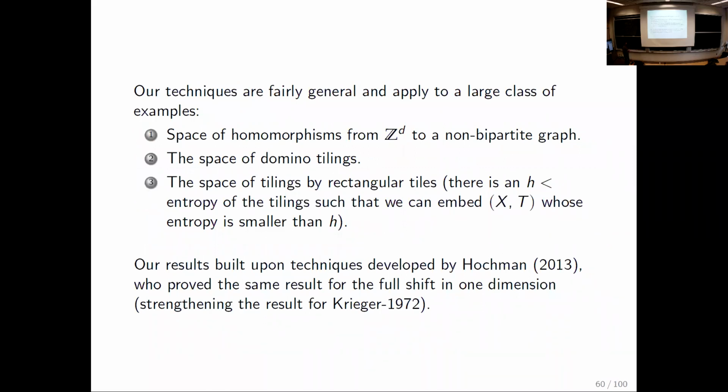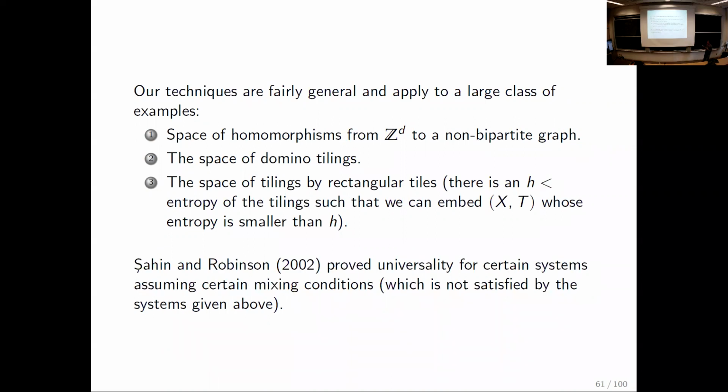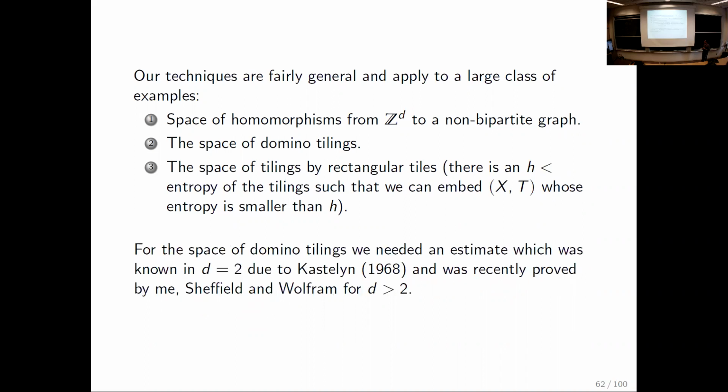So our techniques are fairly general. They apply to a large class of examples, like you said. And they build upon techniques that were developed by my possible, which was a wonderful solution. It also covers examples which are not covering the entire list, but general topological dynamics. And Simon and Robinson proved universality for certain light systems, which are not covered above. And from the stream of domino patterns, we estimate the spoken about.